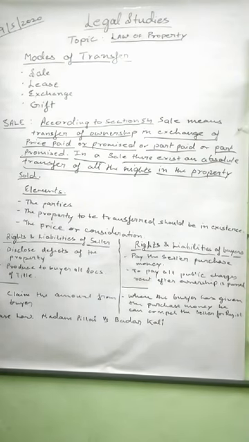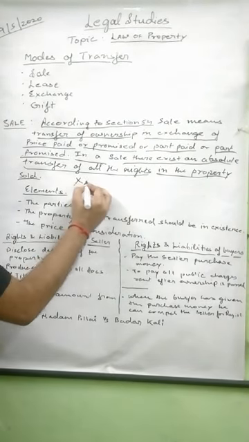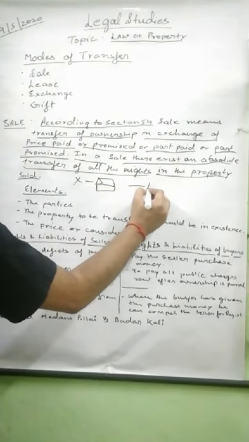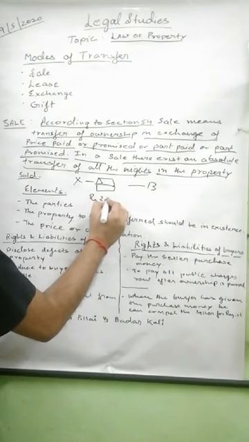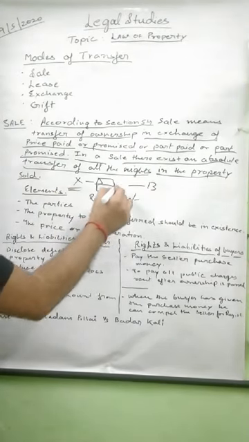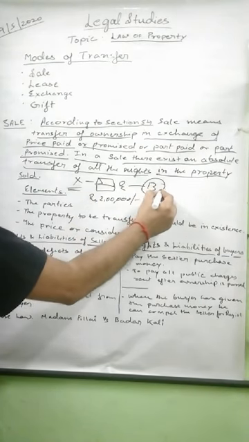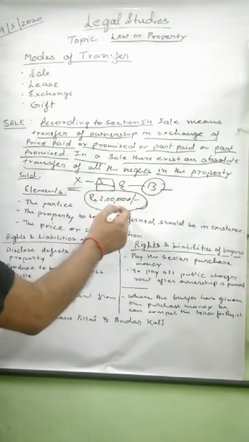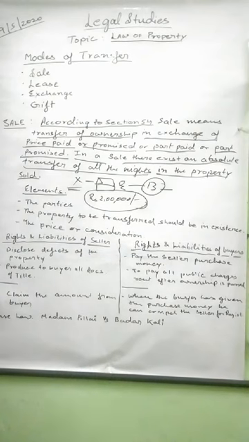There are two parties in sale. The person who is selling the property is known as the seller, and the person who is buying the property is known as the buyer. As an example, X wants to sell a house to B for rupees 2 lakh. Then X will become the seller. The house is the immovable property. B is the buyer. And the amount of 2 lakh rupees is the consideration in exchange of which the house is being sold. Hope you have all understood what sale exactly means.